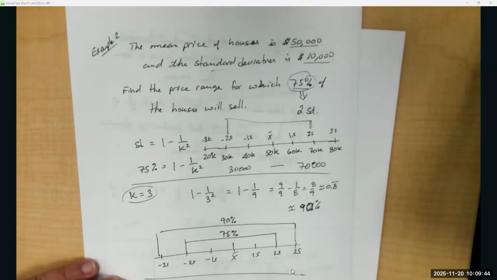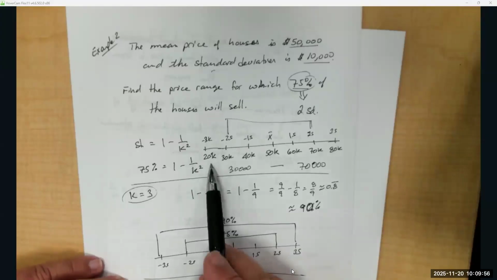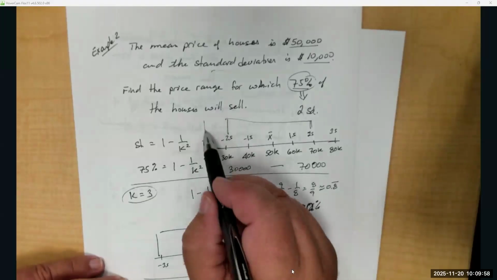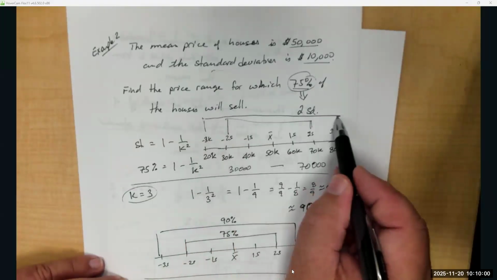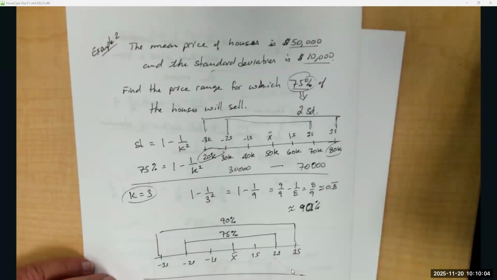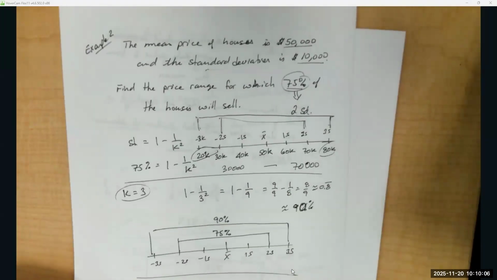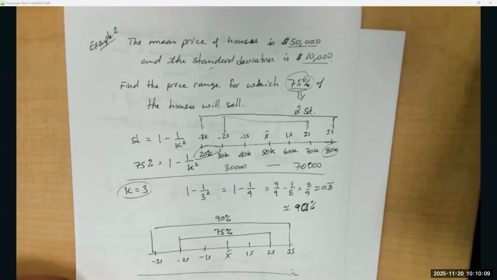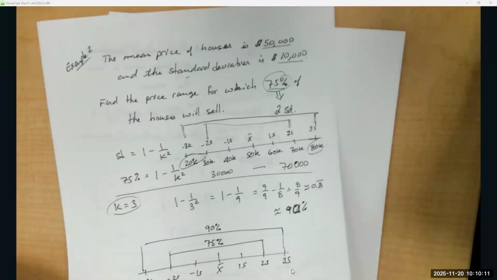What would it be for 90%? 90% of the sales are between what prices? It's 3 standard deviations. Yep, between 20 and 80K. So 90% of our houses would be sold between 20,000 and 80,000. So that's how we use standard deviations and these formulas. Any questions so far?